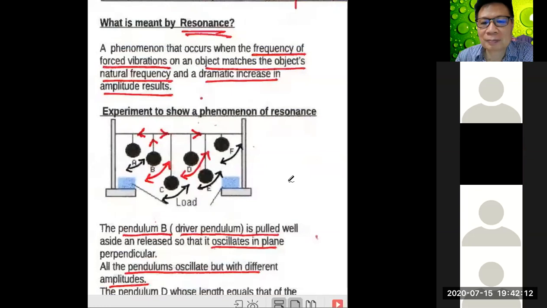The frequency of forced vibration on an object matches the object's natural frequency, and a dramatic increase in amplitude results. Yes, correct. When a forced oscillation has the same frequency as the natural frequency of another object, the amplitude of oscillation will increase dramatically. So they experience resonance. Resonance means both pendulums oscillate strongly with the maximum amplitude. Why does it happen like that? Because they have the same natural frequency. When the frequency is the same, they oscillate very strongly with the maximum amplitude.